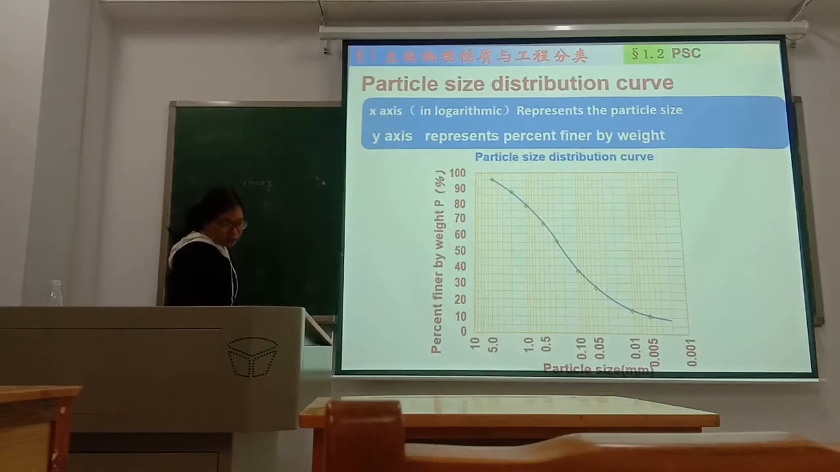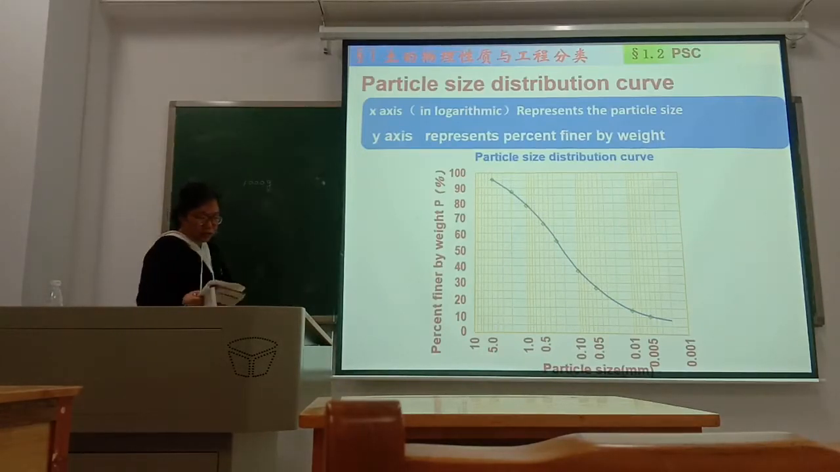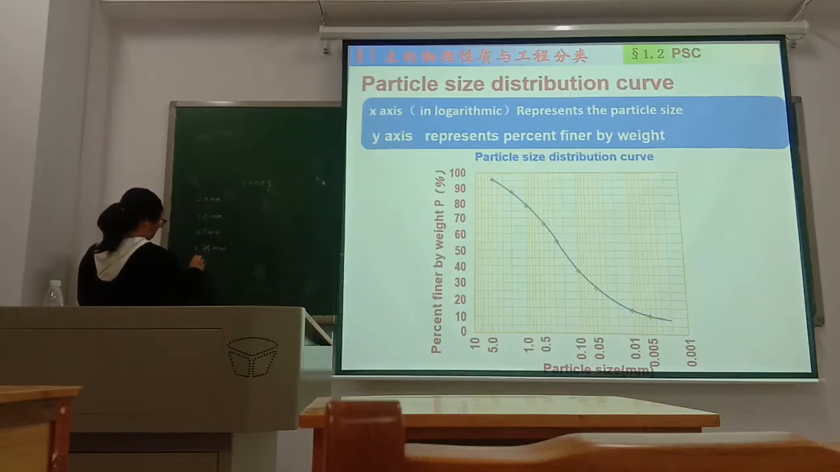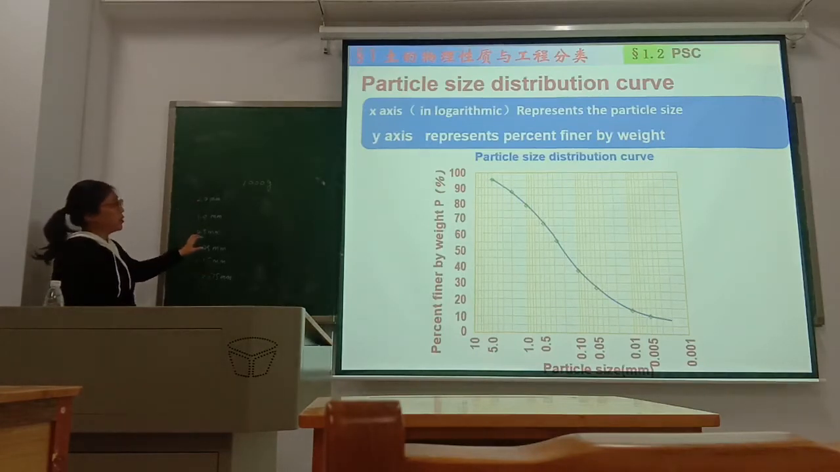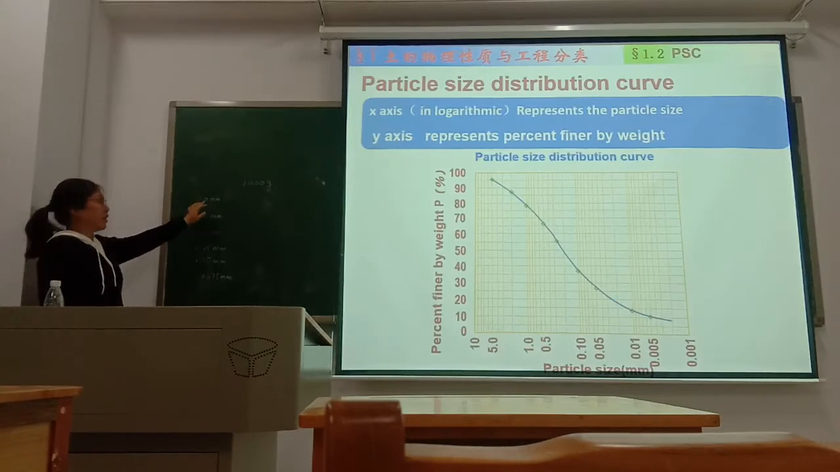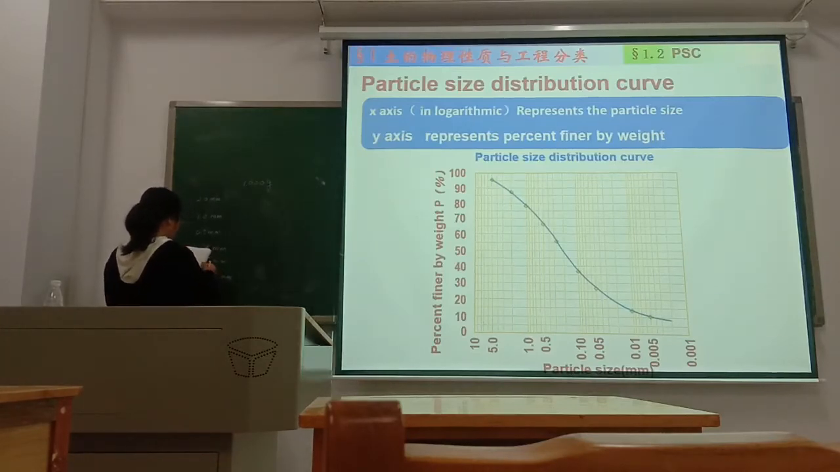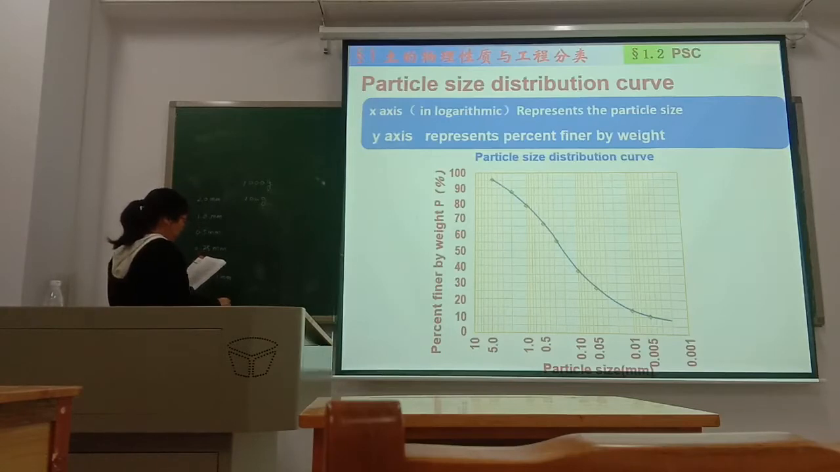and here 1 millimeter, or 0.5, or 0.25, 0.15, and 0.075 millimeters. Okay, maybe here we have a series of sieve nets like this, and we obtain the mass of soil retained on each sieve.